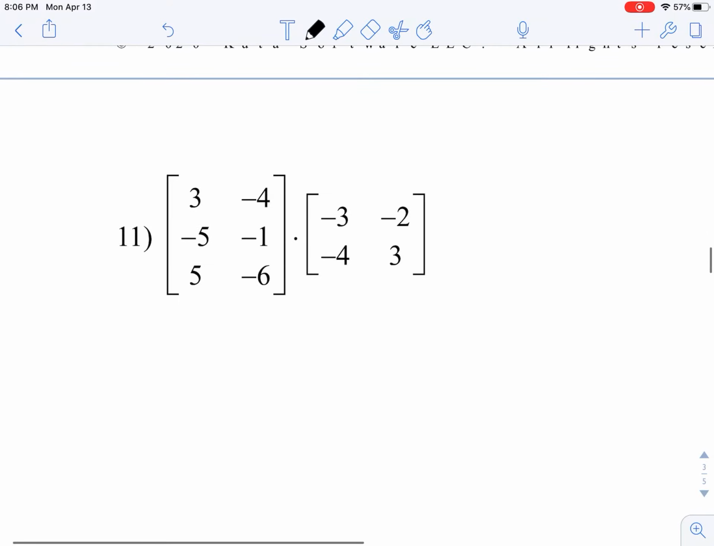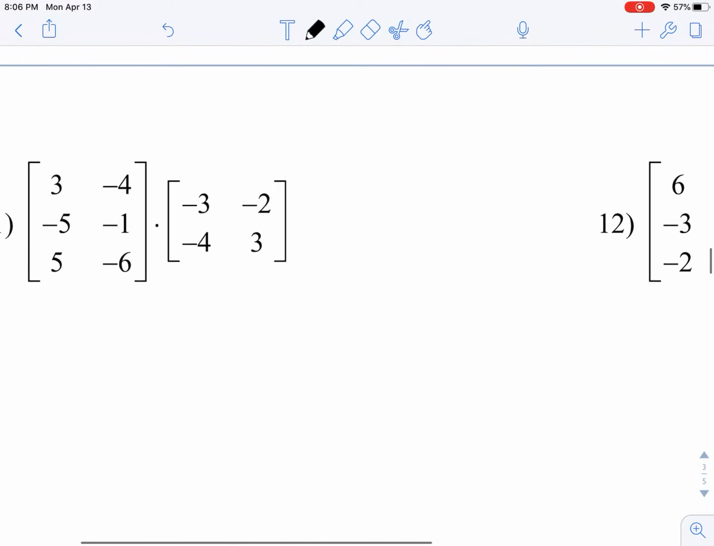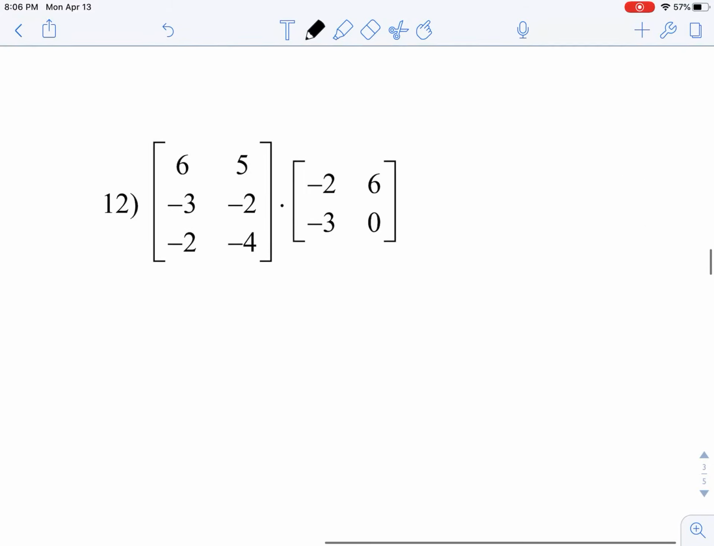Now, multiplying matrices together, a matrix times another matrix, it's a whole other scenario. Let me get to this even one. These are two very similar problems, so it should be good. First thing you want to do is write down the dimensions. So this is a 3 by 2 matrix, and this is a 2 by 2 matrix.